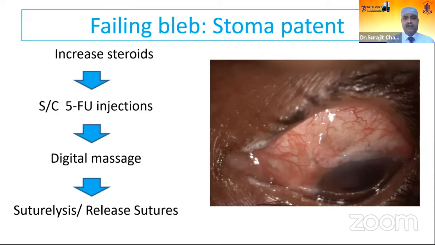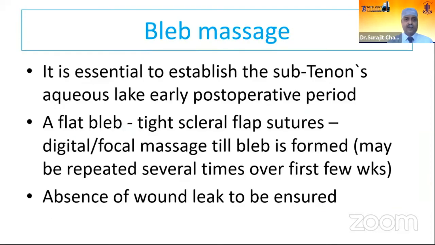So the normal algorithm is like this. If you get a failing bleb with the stoma still patent, increase the steroid to reduce the fibrosis. Subconjunctival 5-fluorouracil injections may be of help, and digital massage and suturolysis, or releasing of the sutures, are of utmost importance. Bleb massage is essential to establish the subtenon's aqueous lake in the early postoperative period.